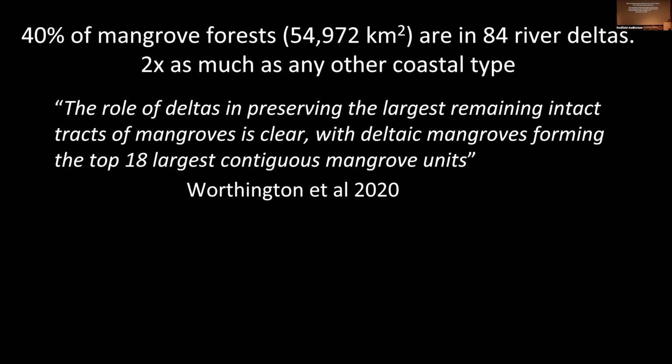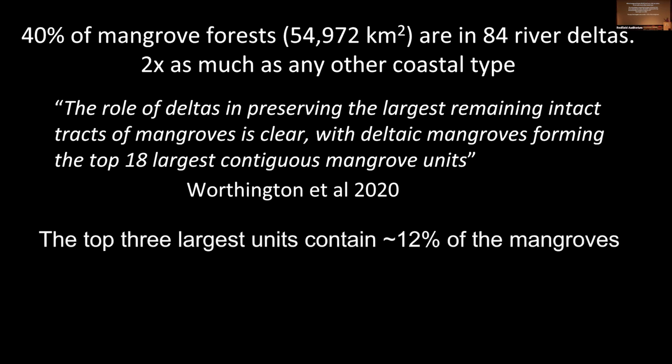There was a study done by Worthington et al., folks out of Cambridge, looking at the typology, and so we've mapped out the types of units, whether that was deltas, lagoons, open coast, or estuaries. We find that 18 of the largest deltas are essentially these large tracts of mangrove forest around the world.